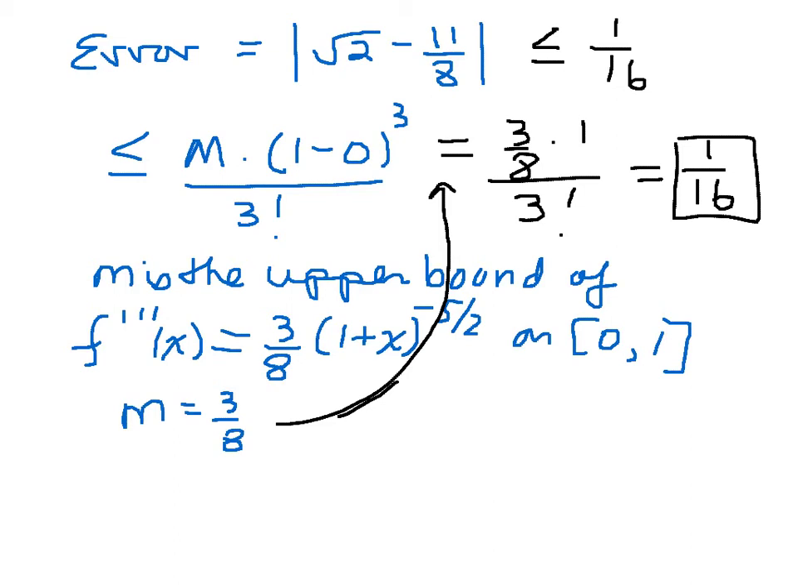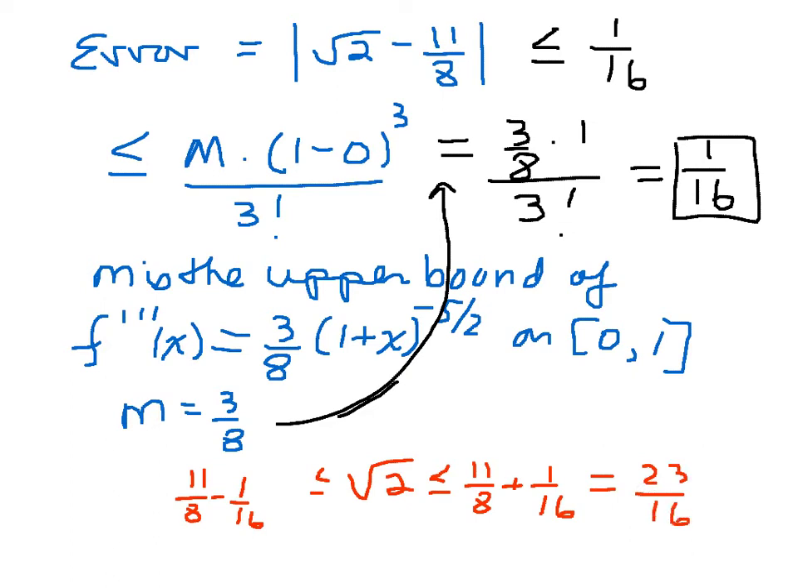And finally, what we can say then is that the square root of 2 has to be between 11/8 plus 1/16 and 11/8 minus 1/16, and this is equal to 23/16, and this is equal to 21/16. So therefore, whatever the square root of 2 is, has got to be somewhere between 21/16 and 23/16. So take some time and make sure you can figure out all the steps in this.